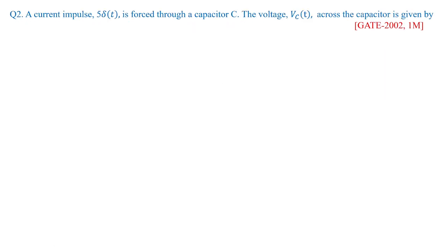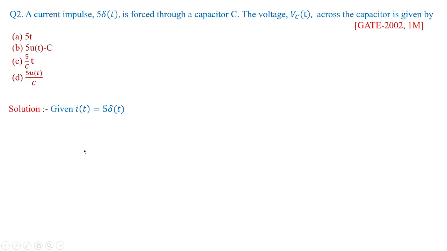On to the next simple problem, which was asked in GATE 2002 for 1 mark: a current impulse phi delta of t is forced through a capacitor C. The voltage Vc of t across the capacitor is given by the options you can see here: A, B, C, and D. Option A is phi t, B is phi u of t minus C, and D is phi u of t by C. Let me tell you, the impulse function is given by the del operator, and u of t represents the unit step function. So you need to know that from the basics of circuits and networks, as well as some basics of mathematics.